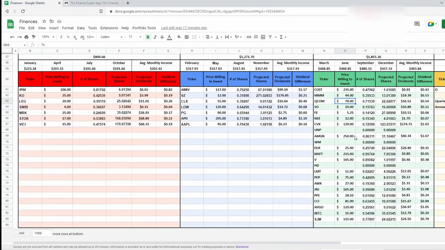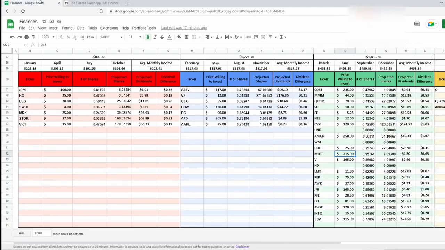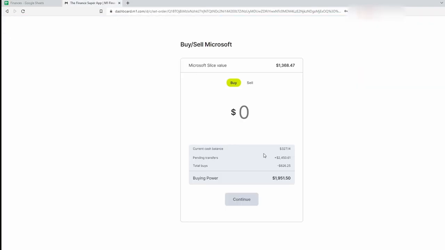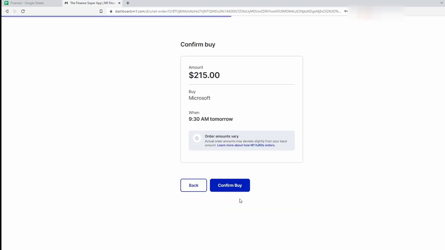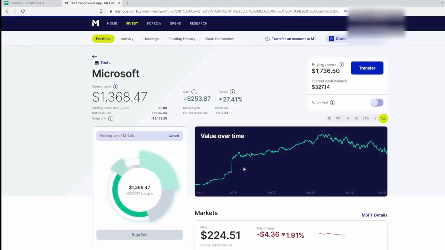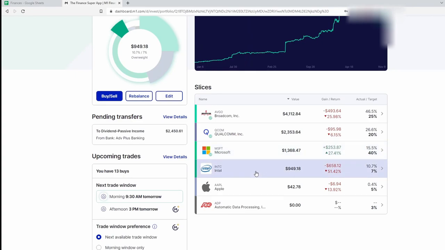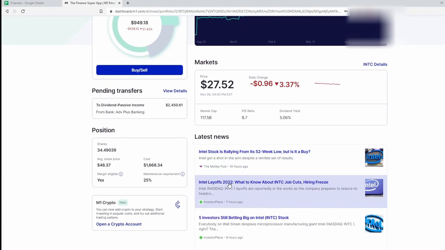So for Microsoft, guys, let us put in $215. Wow, that's a lot. So $215. Okay, 215. Very, very nice. And whenever I finish with all this, it should come up to a zero balance, if my math is correct, which should be correct.